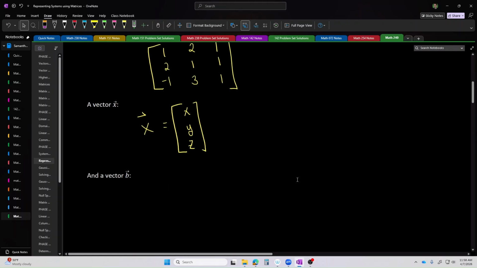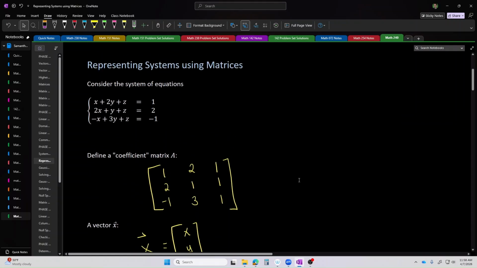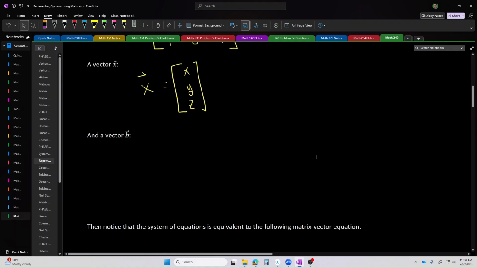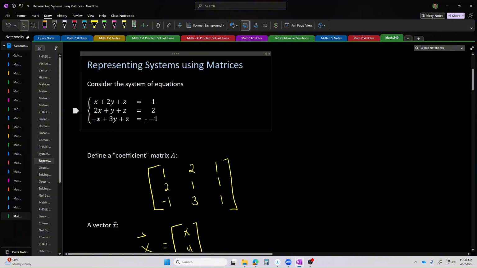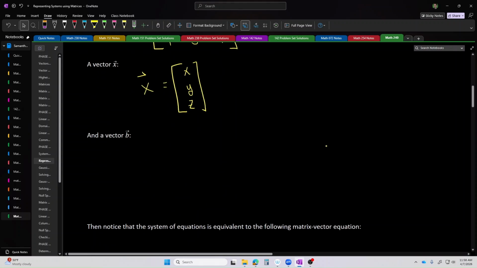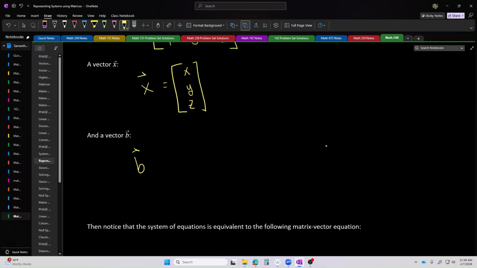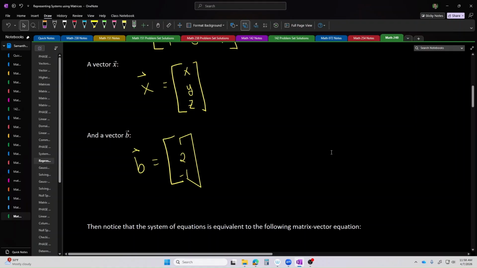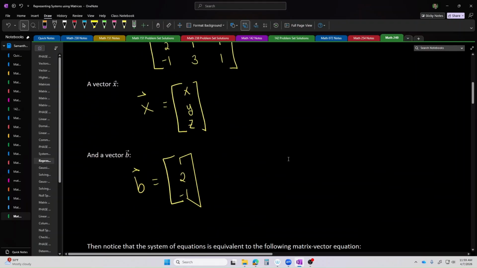The final vector that we use when we are representing a system in linear algebra format is a column vector that represents these constants on the right-hand side of the system. So these constants 1, 2, and -1, we're going to take these values and we're going to stick them into a column vector which is traditionally denoted by the notation b with the vector arrow on top of it. The column vector 1, 2, -1, consisting of these values on the right side of the system.